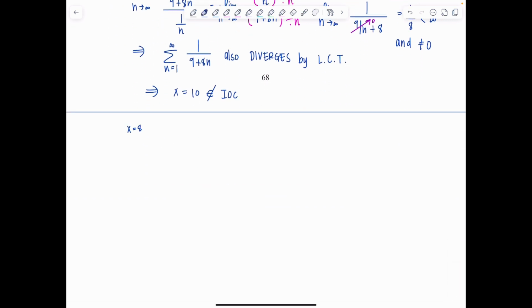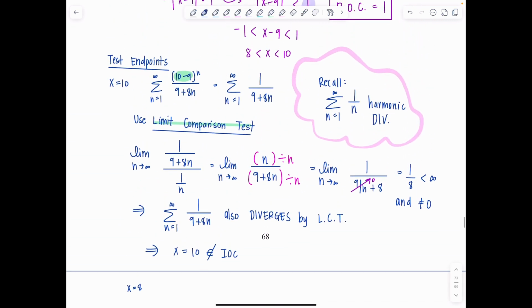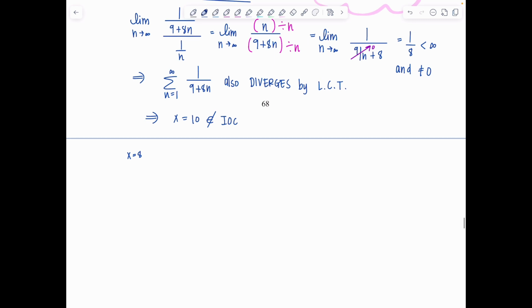So x equals 8. And there is no guaranteed way of saying, oh, because 10 wasn't part of it, 8 won't be a part of it. No. Sometimes one works, the other doesn't. Sometimes both work, sometimes both are not. So you have to always test both. All right, good. Glad we got that out of the way.